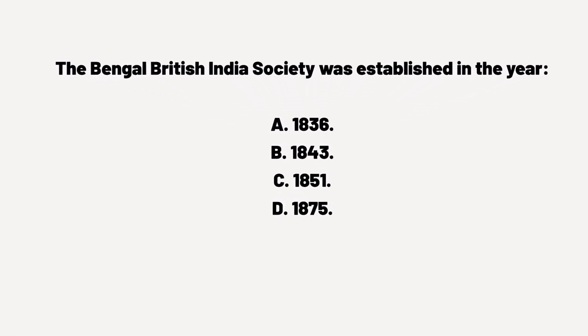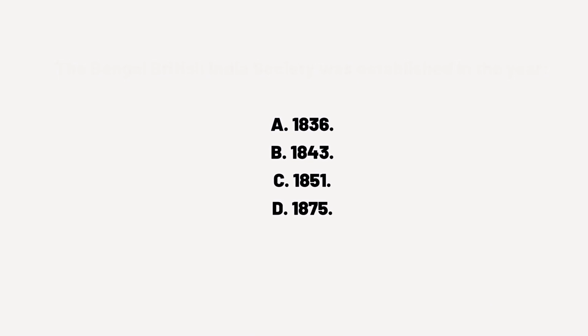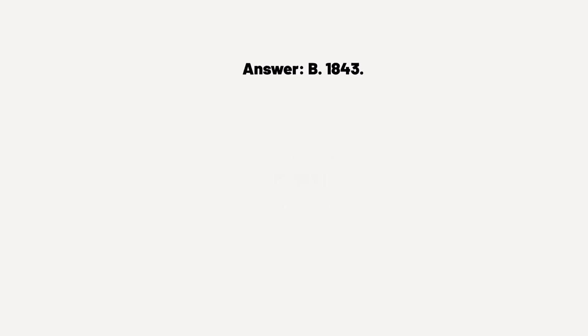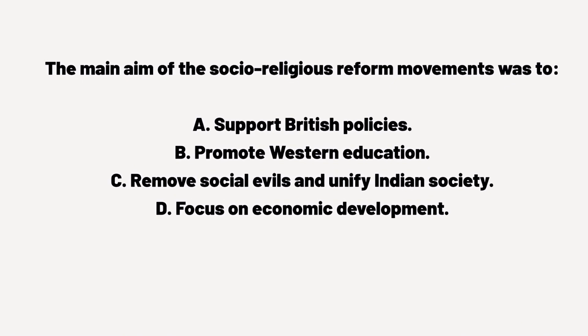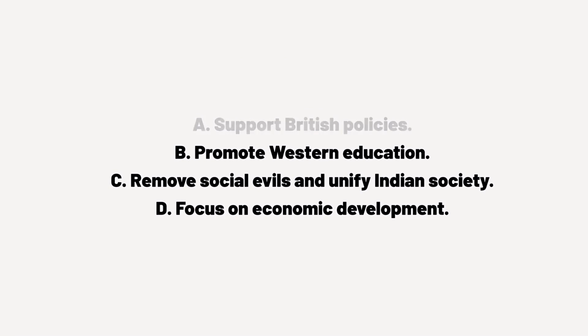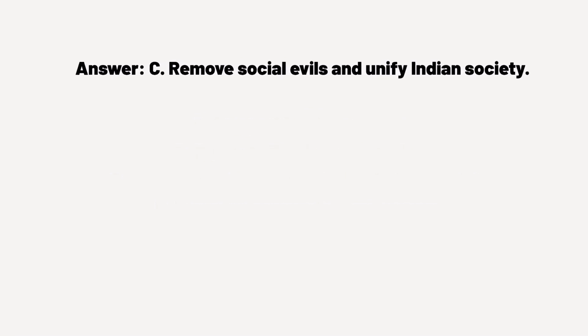The Bengal British India Society was established in the year A. 1836, B. 1843, C. 1851, D. 1875. Answer: B. 1843. The main aim of the socio-religious reform movements was to A. Support British policies. B. Promote Western education. C. Remove social evils and unify Indian society. D. Focus on economic development. Answer: C. Remove social evils and unify Indian society.